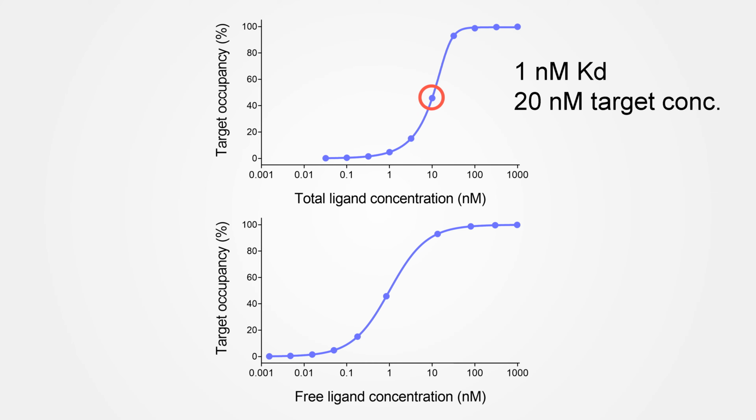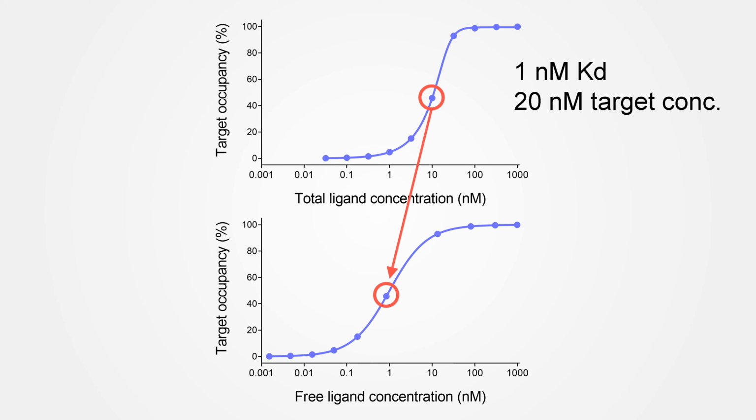Now let's replot these data in terms of the free concentration of ligand, which is the x-axis on this bottom graph. Here is our data point for 10 nanomolar shifted over to 0.8 nanomolar, when we use the free concentration. We calculated the free concentration for all the data points on the graph, then fit the curve.